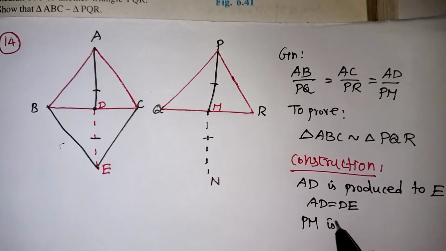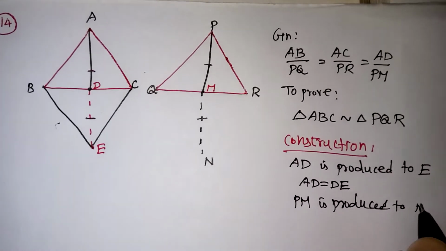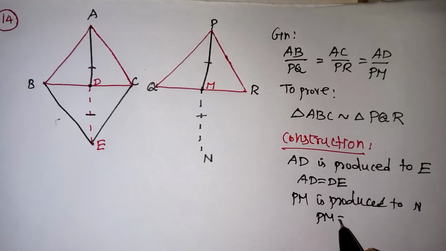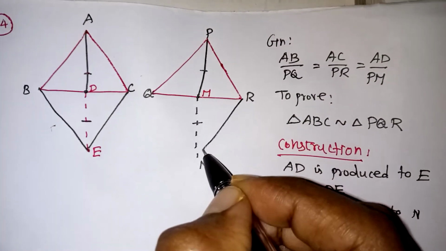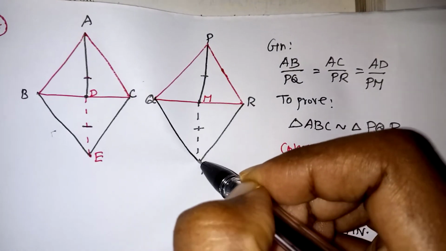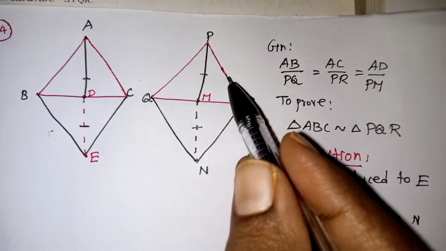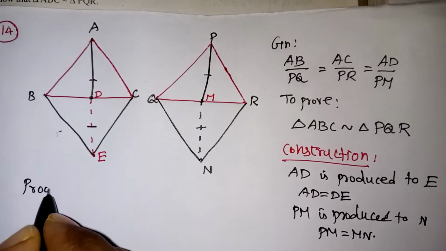Now PM is produced to N, so that PM and MN lengths are equal. Now let us join it here with N. So we are getting a quadrilateral with opposite sides parallel. Now let us start the proof.